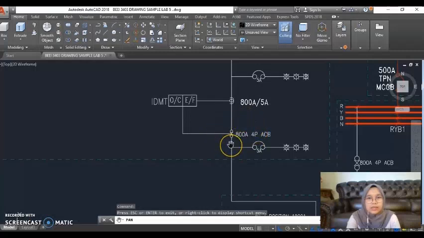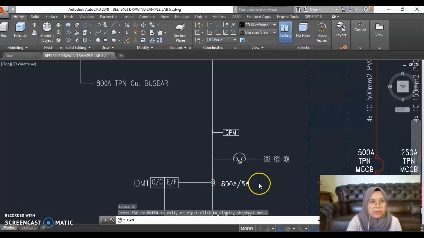Next, this one is the symbol for the air circuit breaker. Basically, the air circuit breaker has the purpose of protecting low voltage circuits, mainly for energizing and cutting off high current. The rating for the 4-pole ACB is 800 ampere. And then the power flows through the IDMT. Next, the power flows again to the indicator lights, which are red, yellow, and blue, and the rating is 5 ampere for MCB. And then there is a DPM here.